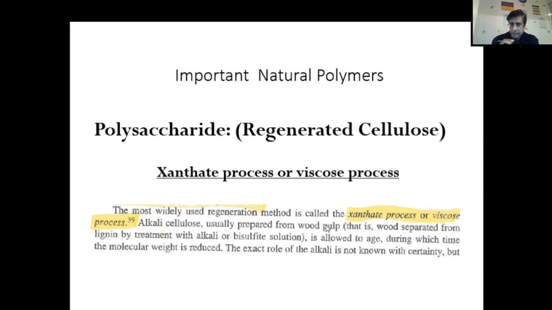It is called the xanthate process or viscose process because when you put the cellulose in alkali, you get a very viscous liquid, and that is why it is also called the viscose process. Then you leave it for a certain period of time, which differs from product to product, and the molecular weight is drastically reduced. What is the role of the alkali we use here? Nobody knows with certainty still.